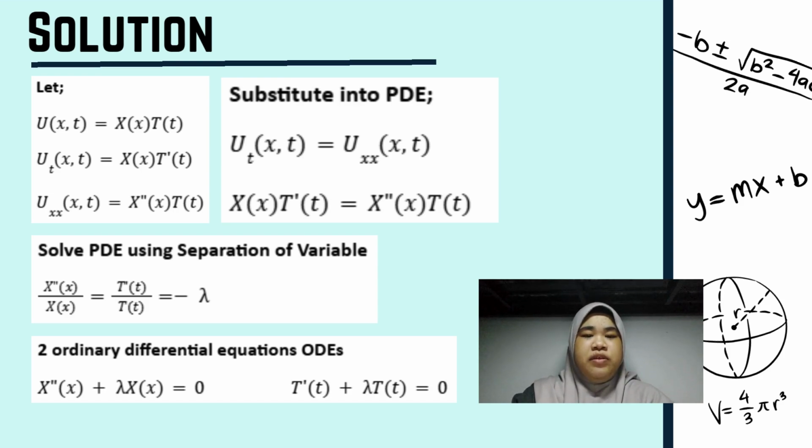After that, we solve the PDE using separation of variables, which gives X double prime(x) divided by X(x) equal to T prime(t) divided by T(t), which is equal to negative lambda. And by that, we get two ordinary differential equations, ODEs, which are X double prime(x) plus lambda X(x) equal to 0 and T prime(t) plus lambda T(t) equal to 0.